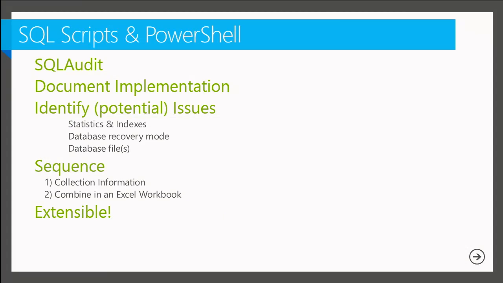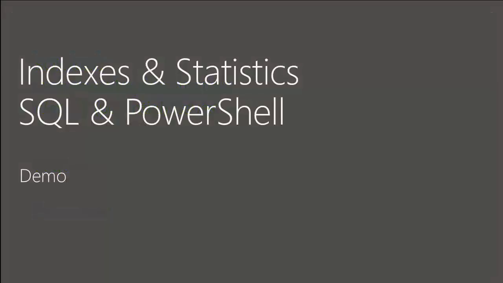And then finally, in order to make this thing work, we need to break it into two pieces. We wanted to collect the information and be able to combine it in an Excel workbook, and I also wanted to make it extensible because I knew over time I'd either find things that need to be added or taken out, and I've already changed it a couple of times, adding additional collection information. So let's delve right in.